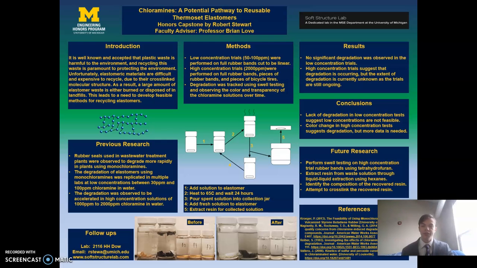I was a student in this professor's class last semester, and I was very interested in the material that he was using for his class. In addition, the research that he mentioned he did on syllabus day and other days earlier in the class piqued my interest, and so I decided to bring an idea to him of a potential capstone project.